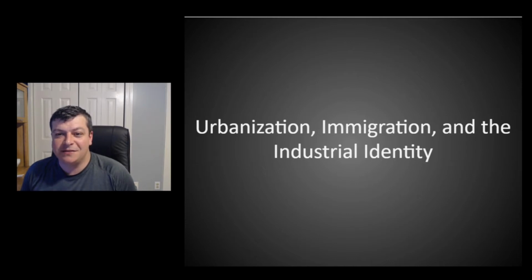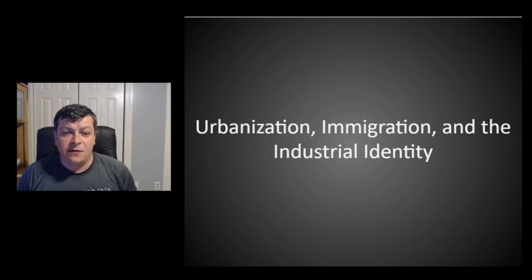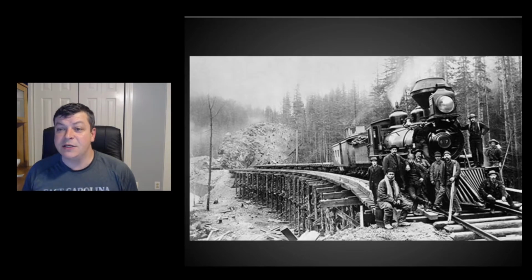Today we're going to discuss urbanization, immigration, and the industrial identity in late 19th century America. We have been talking a lot about the emergence of business and economic growth that occurred in America post Civil War. But one of the interesting components of this growth is the actual physical change that the country underwent. Historically, we had been an agricultural nation.